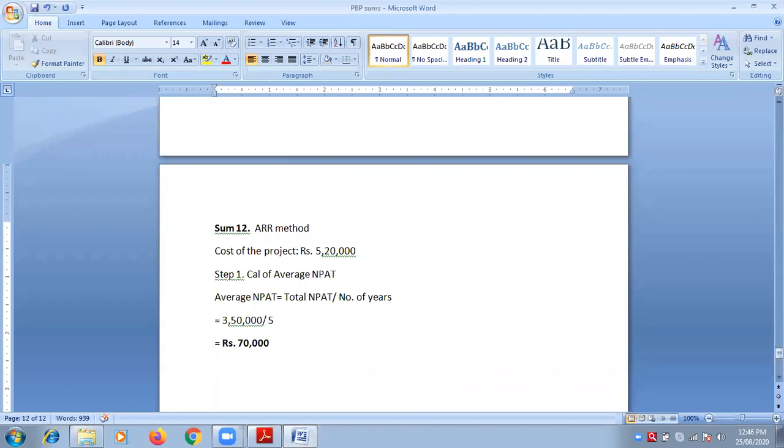Okay. Now step number 2. What is my step number 2? Calculation of average investment.